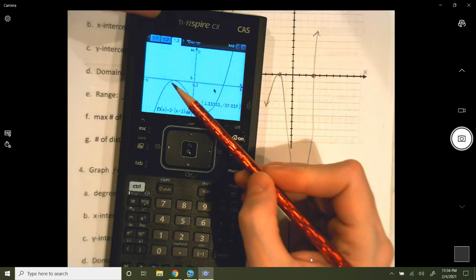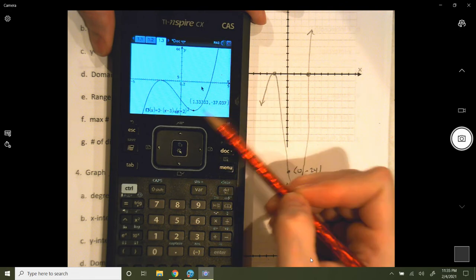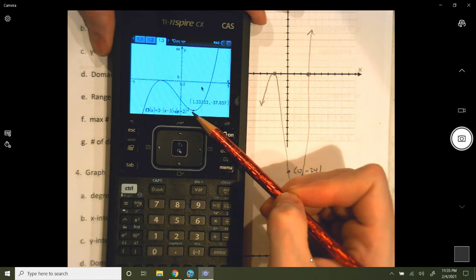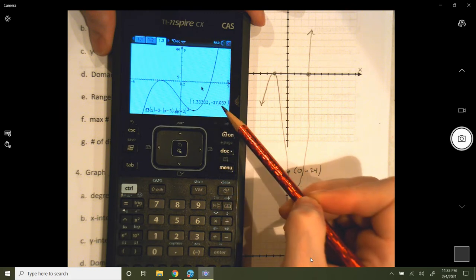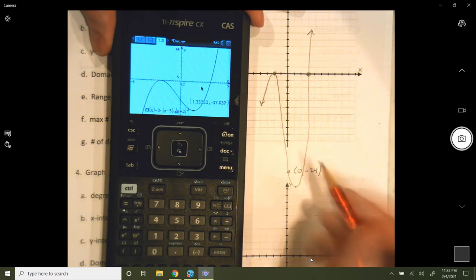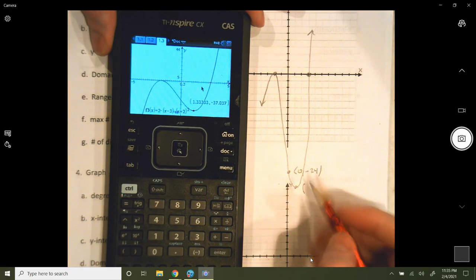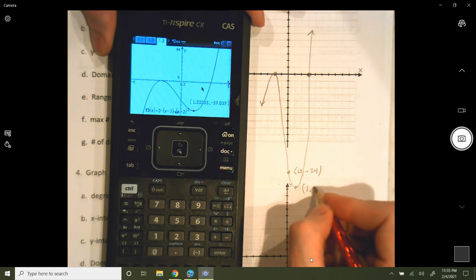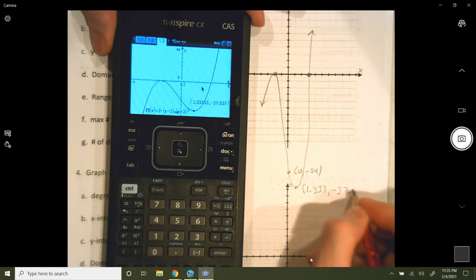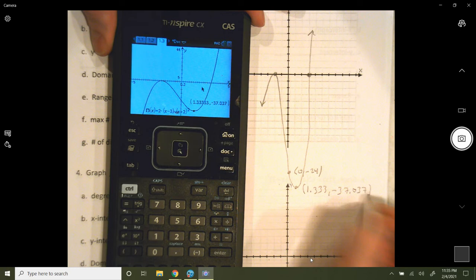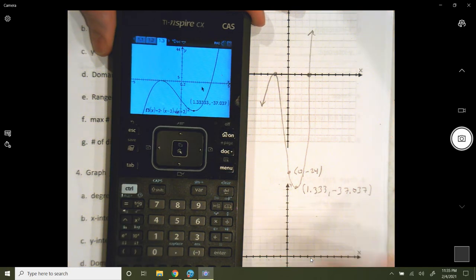So right there, that's going to be where we hit our graph at negative 2. This minimum value here is 1.333 comma negative 37.037. Okay, so I'm going to plot that on here. Again, this is a little bit off, not being on scale. 1.333 comma negative 37.037. And that's all we got to do for that one.